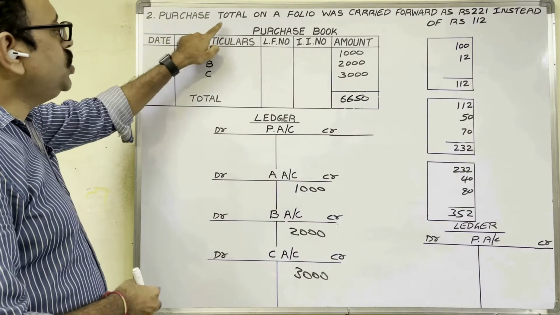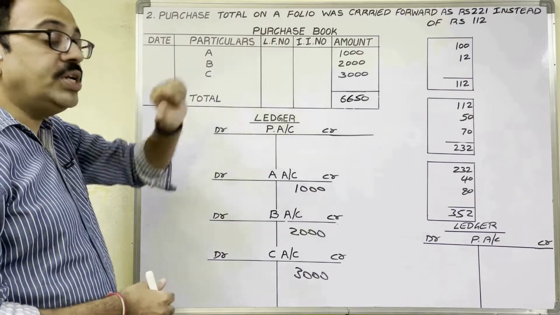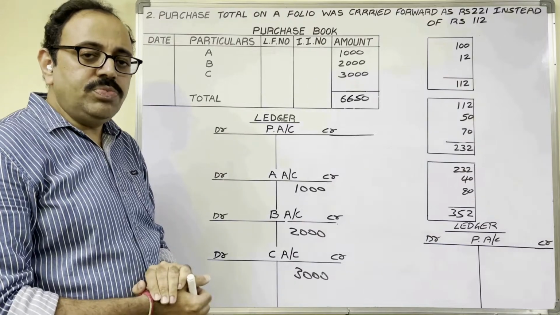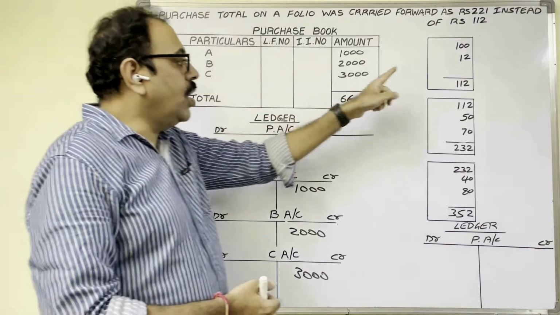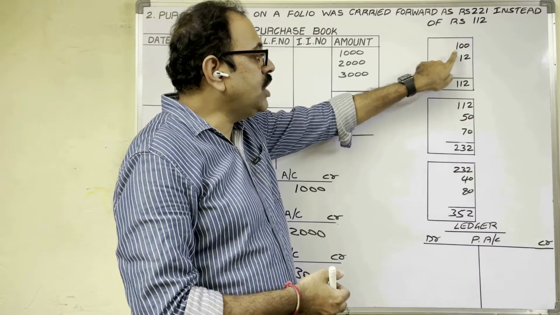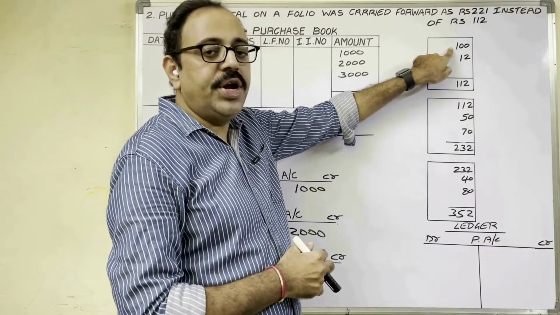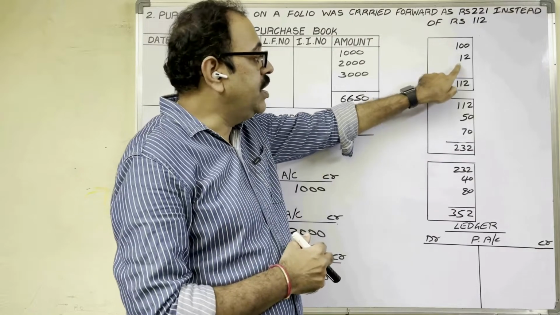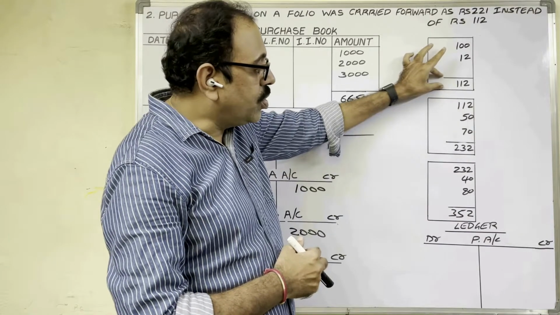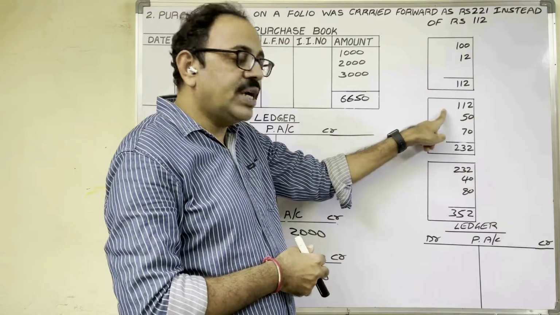Second point: purchase total on a folio was carried forward as 221 instead of 112. Folio means page. Assume that we prepared the purchase book in 3 pages. So page 1 contains 2 suppliers' details. We purchased goods from the first supplier for 100 rupees, from the second supplier for 12 rupees. Total 112. This page total we should carry forward, means we should take into the second page.